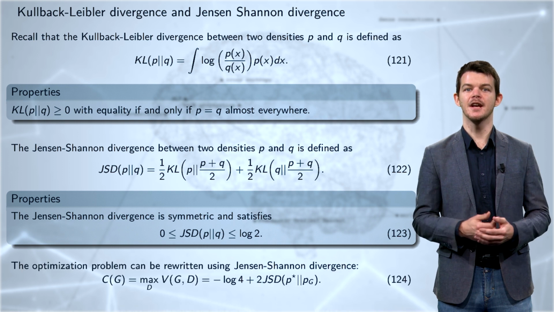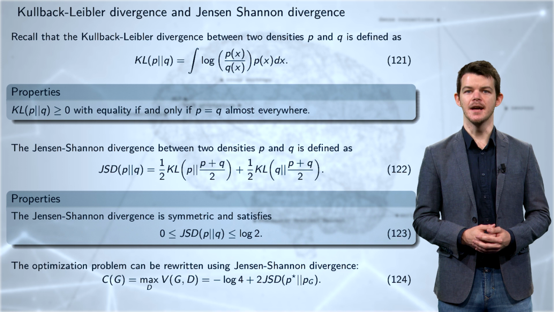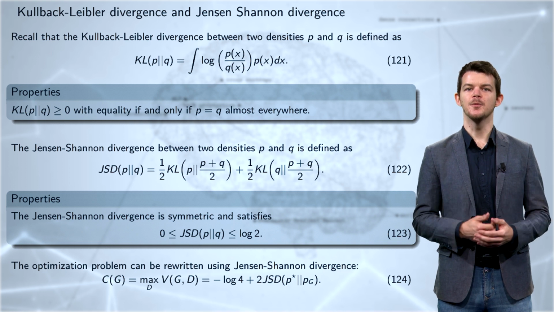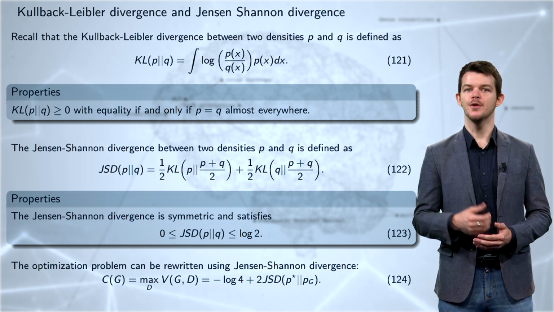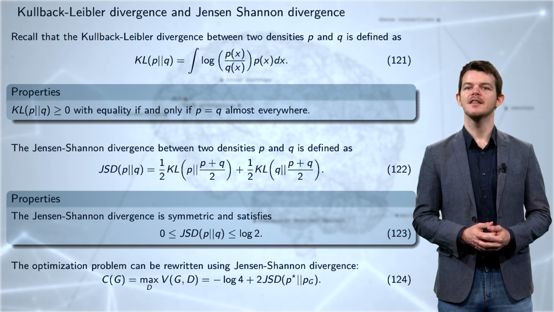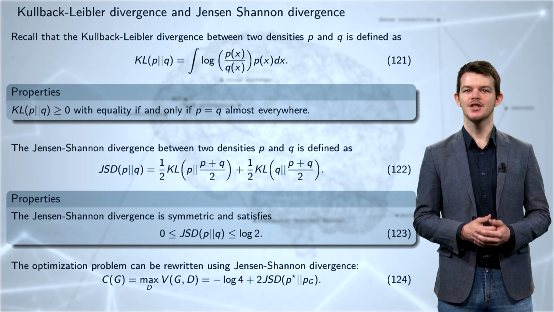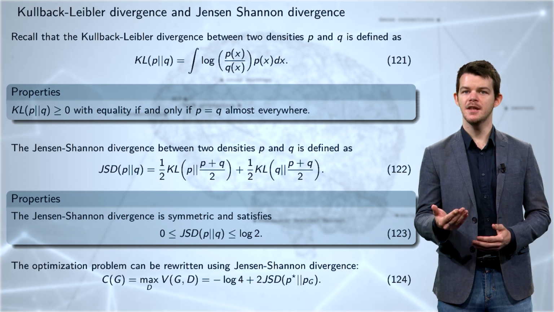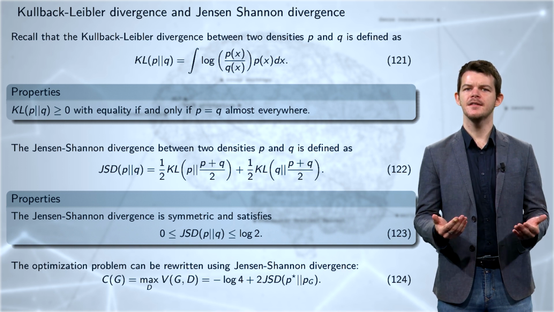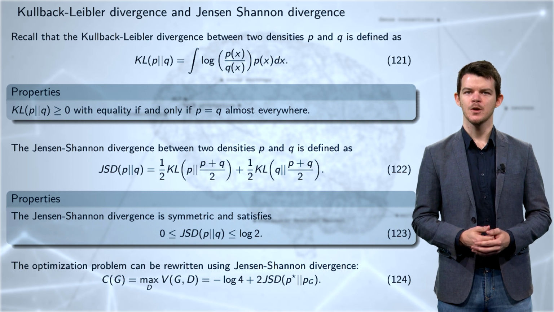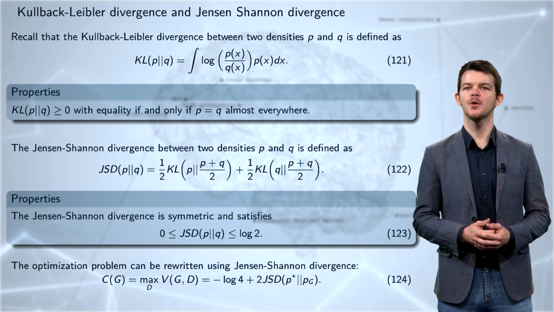The Jensen-Shannon divergence naturally appears in GANs. Indeed, you can rewrite the maximization of the value function, the function Cg, as minus log 4 plus a term involving the Jensen-Shannon divergence between the density of the original data and the density of the fake data. You can now try to prove the previous properties on the KL divergence and the Jensen-Shannon divergence. You can pause the video.